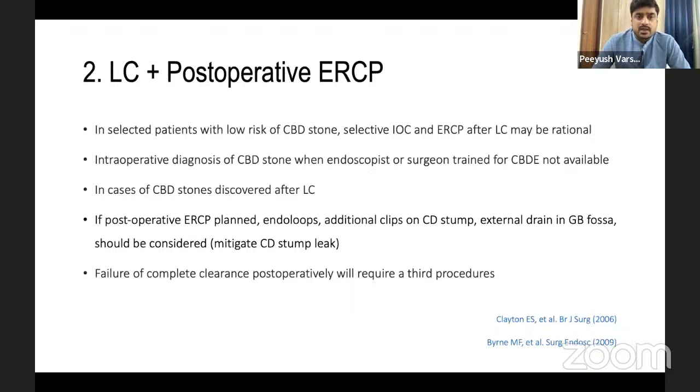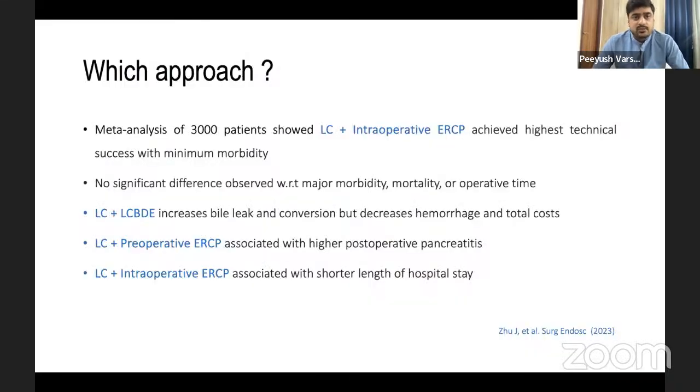Next is the post-op ERCP. Post-op ERCP is only done when there is a low risk of CBD stone and it is detected post-operatively. So when on intraoperative cholangiogram there is a small stone, then a post-operative ERCP may be planned, but additional endoloops or endoclips have to be applied on the cystic duct stump, and a drain is usually placed if ERCP is planned in the post-operative period. So which approach?